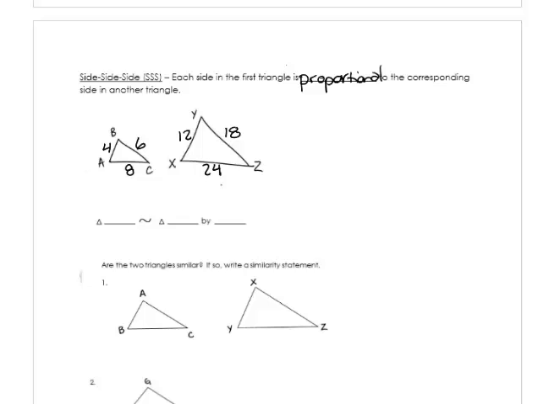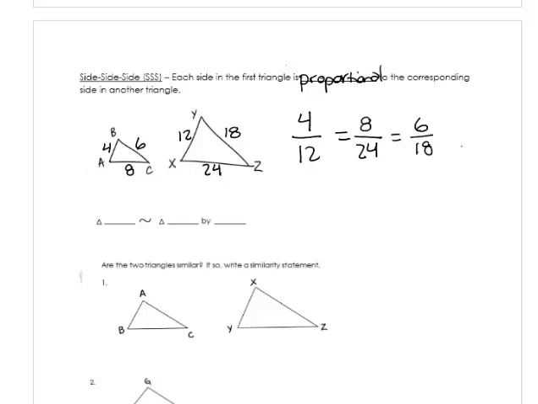So the smallest side of ABC is 4. The smallest side of XYZ is 12. The largest side of ABC, that's 8. And that's got to go with the largest side of XYZ, which is 24. And then the middle pair of sides would be 6 and 18.